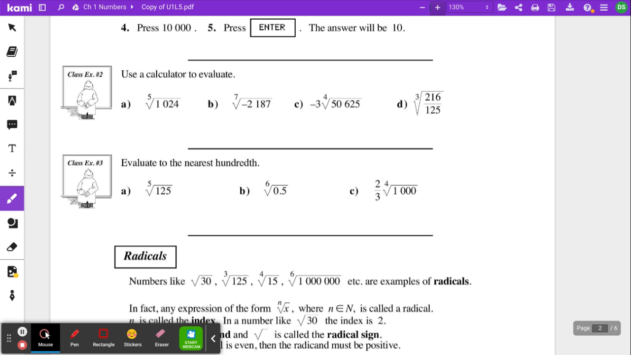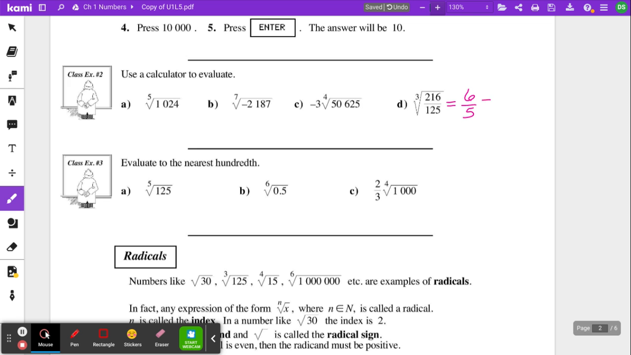Oh, you got an error. Who's got an error? You have this 7th root. Did you put a -2187 in there? Did you get an error? You shouldn't. Let's get your answers first. I'll come back to you. Question D. Did you get 6/5 or 1.2?